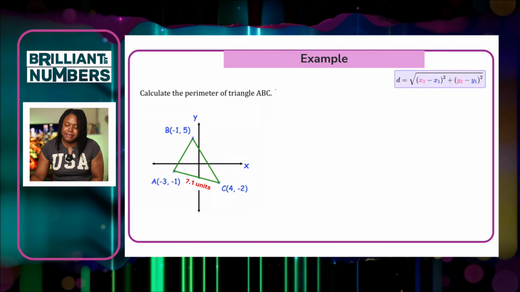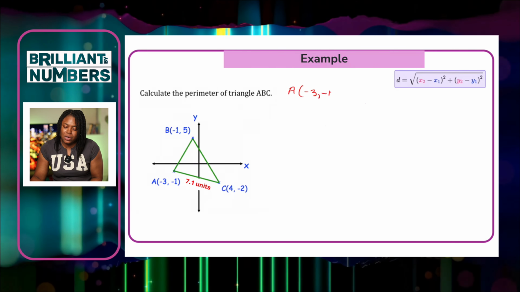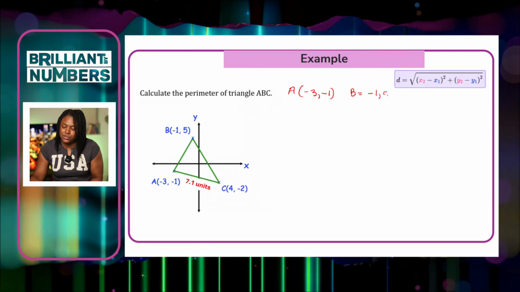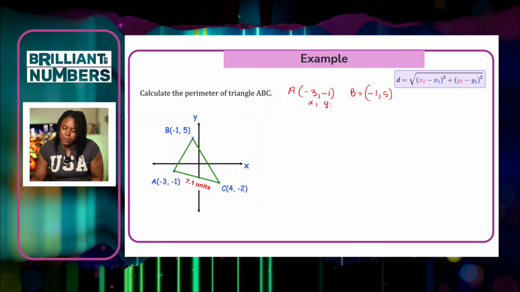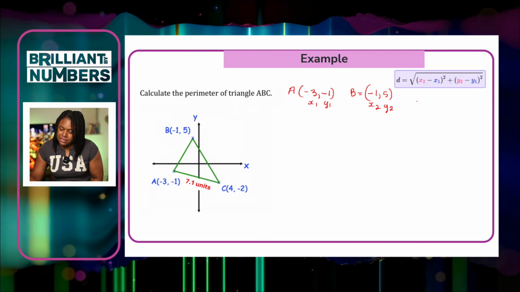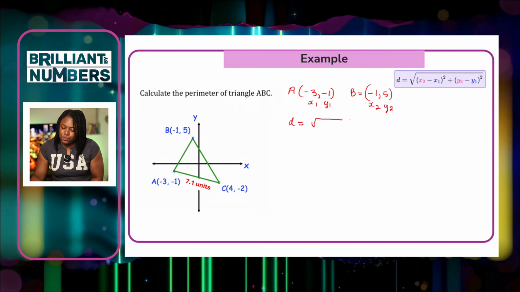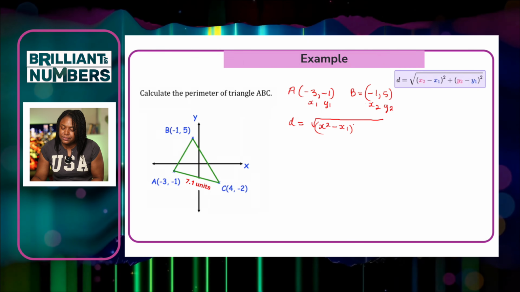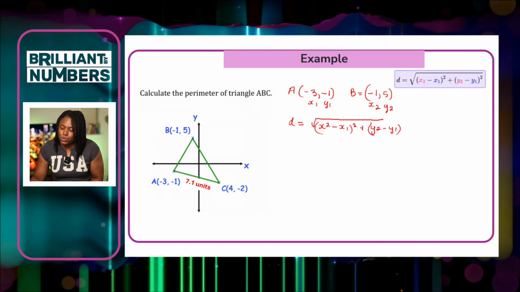Amazing. So let's go for AB first. So A is equal to minus 3, minus 1, and B is equal to minus 1 and positive 5. Let's go ahead, label our coordinates. So x1, y1, x2, y2. So substituting into our distance formula. So let's write that here. D is equal to the square root of x2 take away x1 squared plus y2 take away y1 squared.